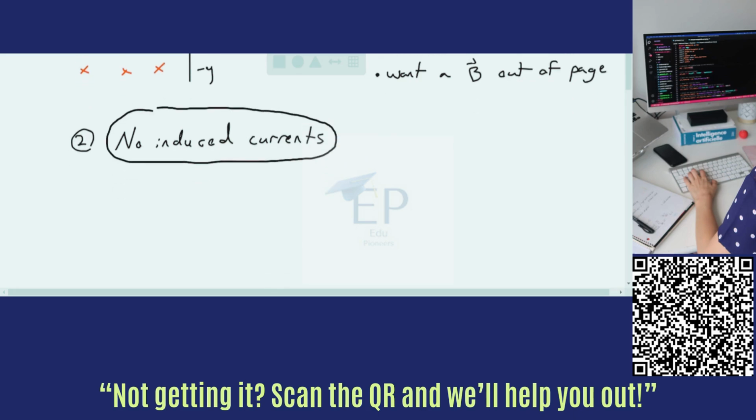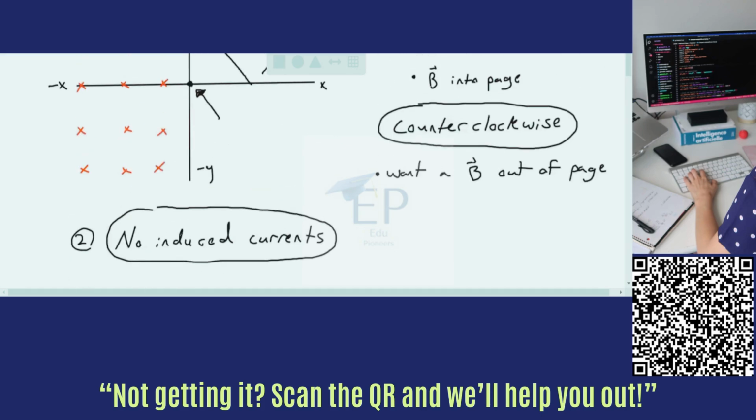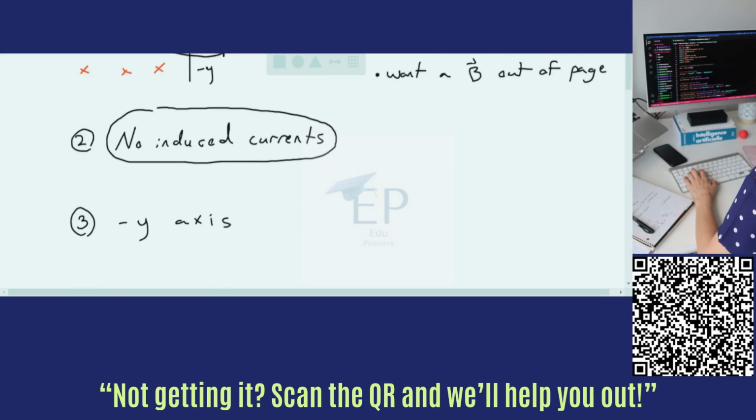Okay. For part three, we'll be looking at the minus y-axis. And for this one, we can see we're going to be going from a region where we have a magnetic flux to where we have no magnetic flux. So our flux should be going down as we cross the minus y-axis. So flux is going down. And the direction of our field during that time is into the page.